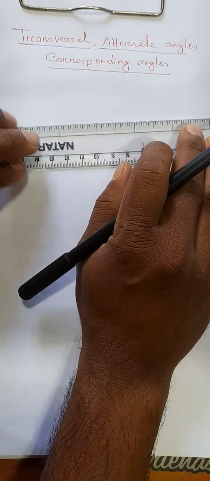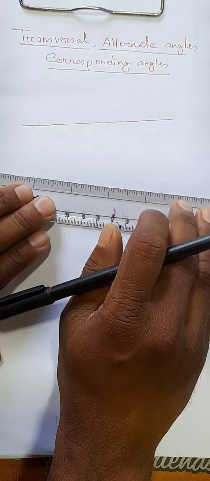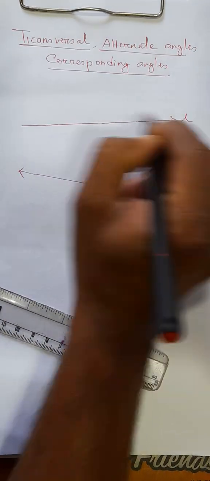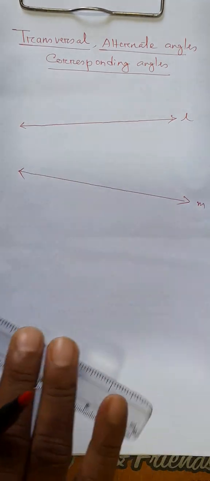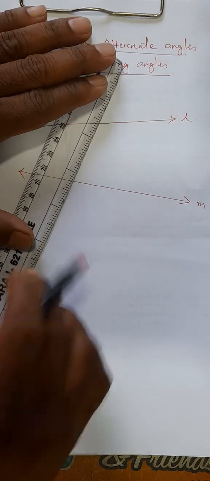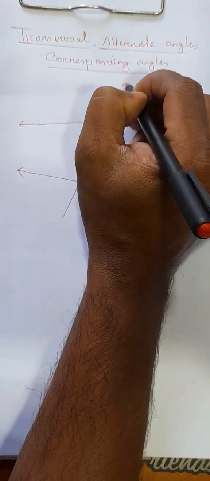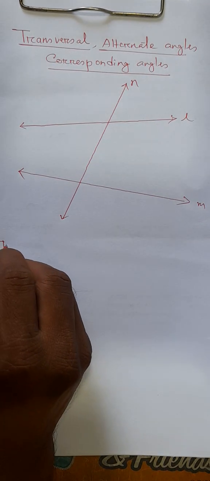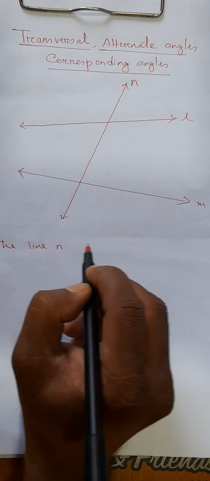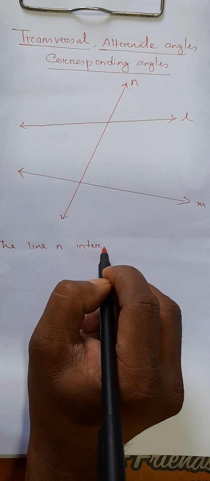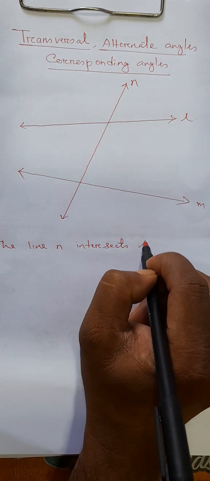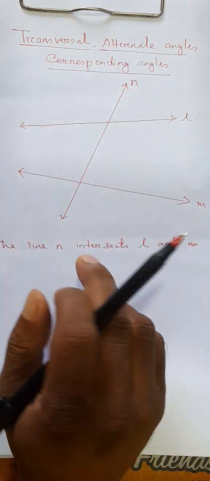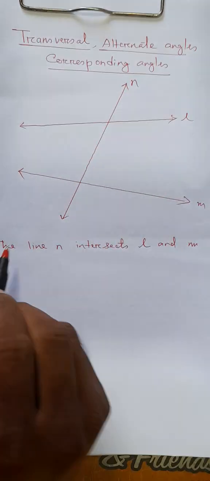So we'll draw two straight lines. Suppose this is L and this is M. Now let us draw another line, say this is N. Now this line N intersects L and M. Right? This line is crossing the lines L and M.